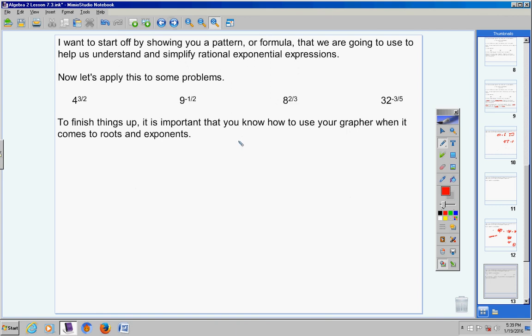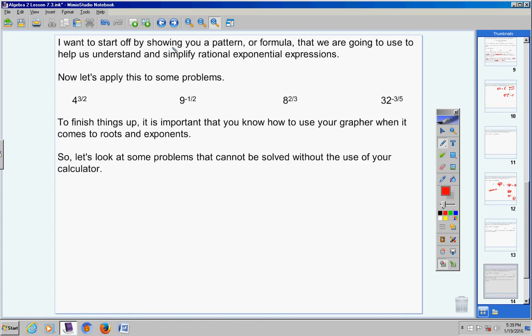To finish things up, it is really important that you know how to use your grapher when it comes to roots and exponents, okay? Now, some of you don't have a grapher, so you have to look for different buttons. Listen, contact me, email me, let me help you if you cannot figure out how to do this with your calculator, because I will teach you. If you'll take a picture of your calculator, call me, email me something, and I will help you figure this out, okay? Let's look at some problems that cannot be solved without a calculator, okay?